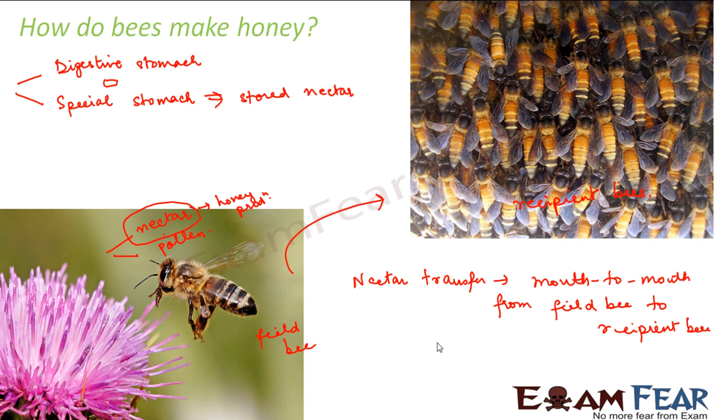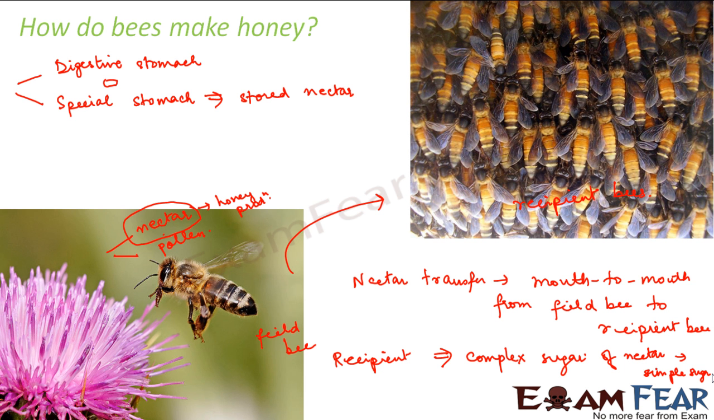So these recipient bees, what will they do? They will process the nectar. With the help of enzymes, they will break the complex sugars of nectar into simple sugars. So they will convert complex sugars of nectar into simple sugars. Right? So these simple sugars which are then formed is nothing but this forms honey.